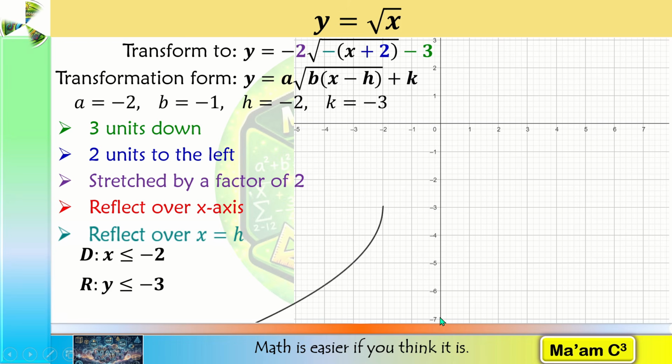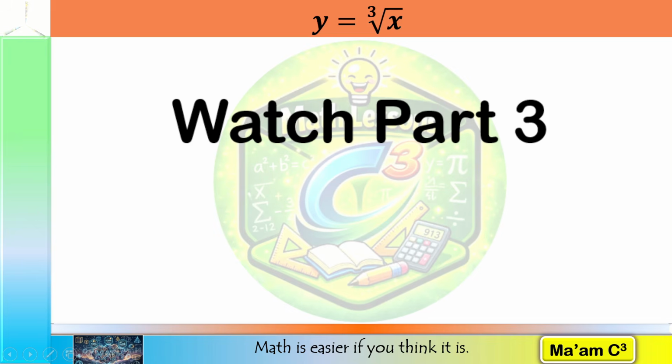And finally, what happened to our endpoint? At the start, our endpoint is at (0, 0). Now it is at (negative 2, negative 3), our (h, k). Now let us look at the third parent function.